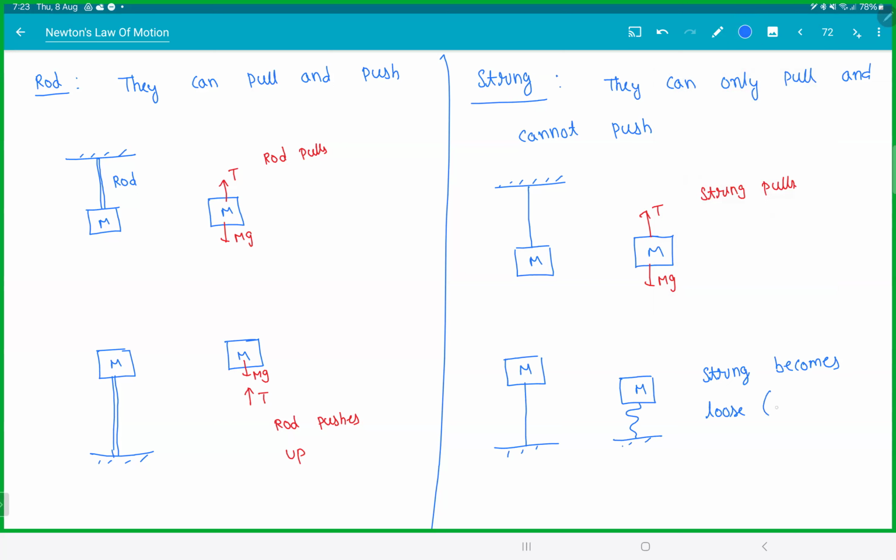The technical word for this is that the string becomes slack and tension becomes zero. That is the main difference between a string and a rod. Strings can pull, but they cannot push. Think of a rubber band and a spring. The idea is the same. A rubber band can pull but cannot push. Springs can pull and push. These are the two main forces we will deal with. Normal reaction primarily comes when blocks are touching, like a block on the ground, so it's solid to solid surface contact. Strings and rods, where things are connected, give tension forces.